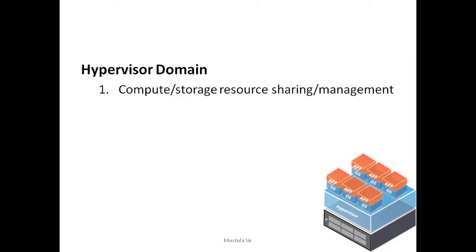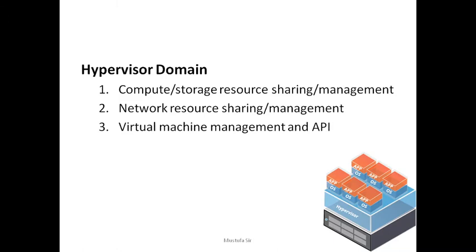The first is compute and storage resource sharing management, which, as the word suggests, manages resources and provides virtualized resource access to the virtual machines. Second is network resource sharing management, which manages this resource and provides the virtualized resource access. It provides access over the network for the virtual machines. Third is virtual machine management, which, as the name suggests, is how the virtual machines will get managed.